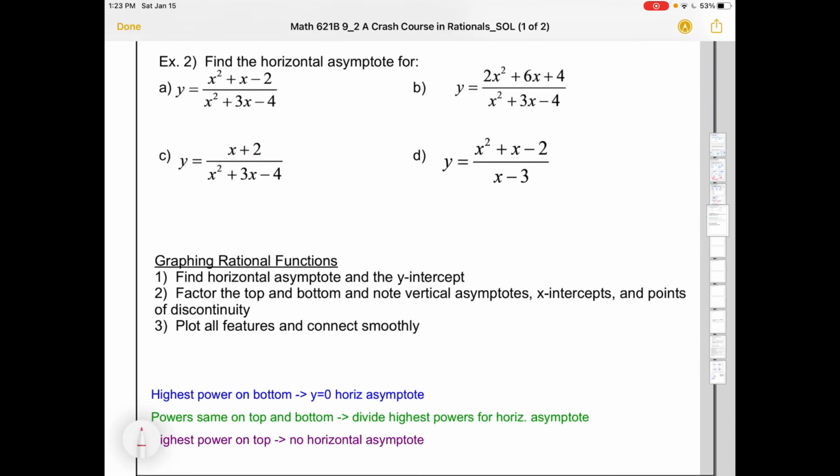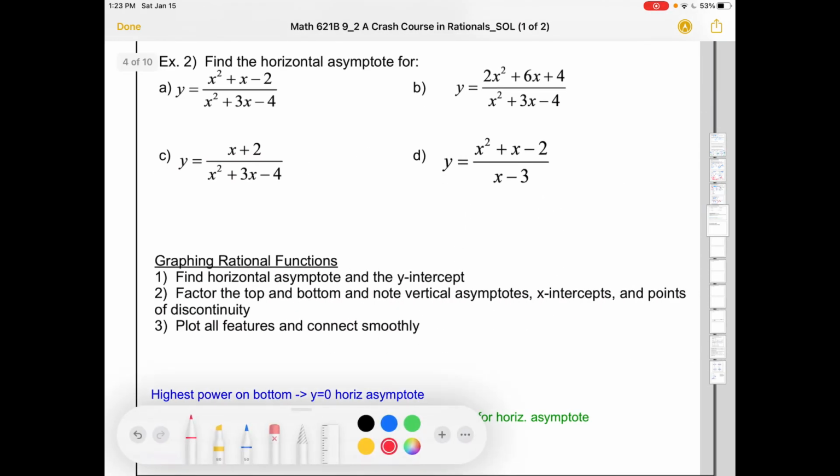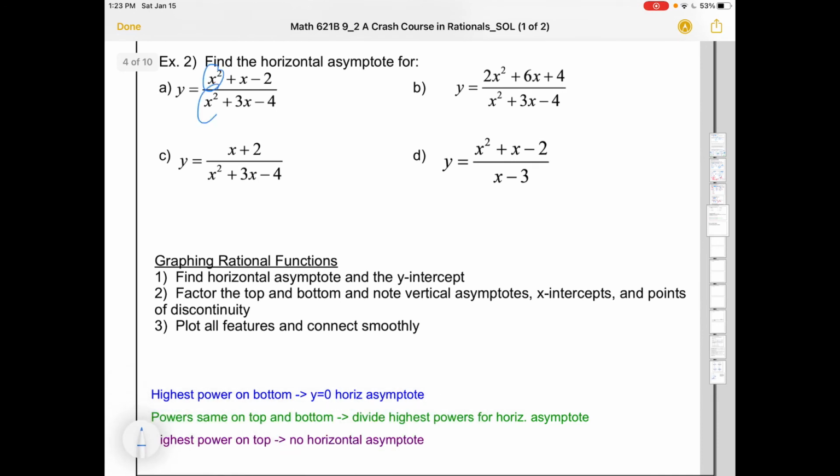So find the horizontal asymptotes for each of the following. Let's just identify the drivers. X squared and x squared. Are they the same power? Yes, they are. So divide them out. So take those driver terms. X squared divided by x squared is 1. So the horizontal asymptote will be y equals 1.